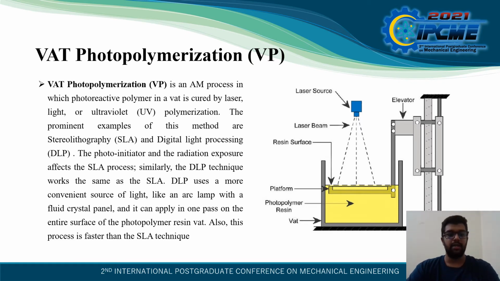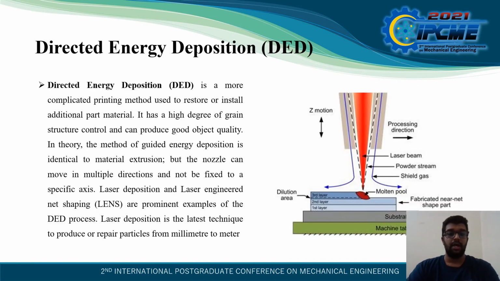And in photopolymerization, it's mainly done by using resins. By using a laser source, the required shape is cured, and this prints the patterns. And the direct energy deposition uses laser technology, which prints the required object layer by layer.